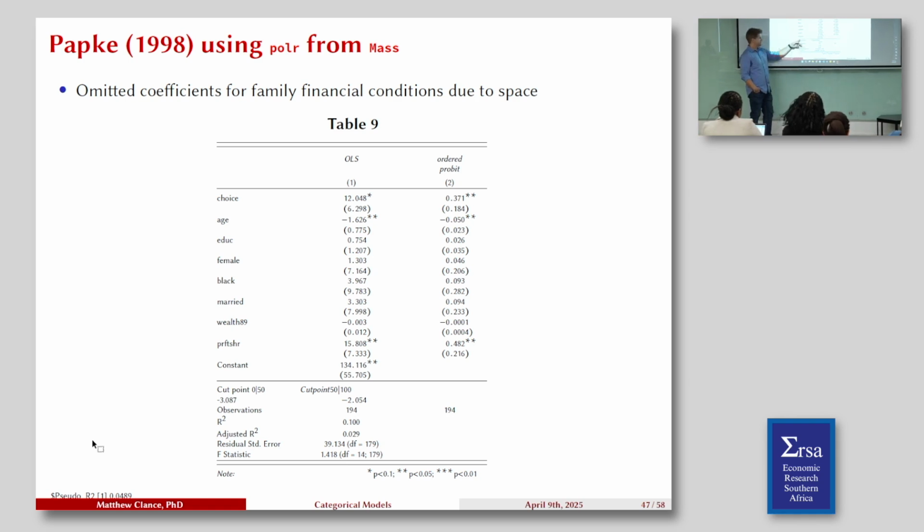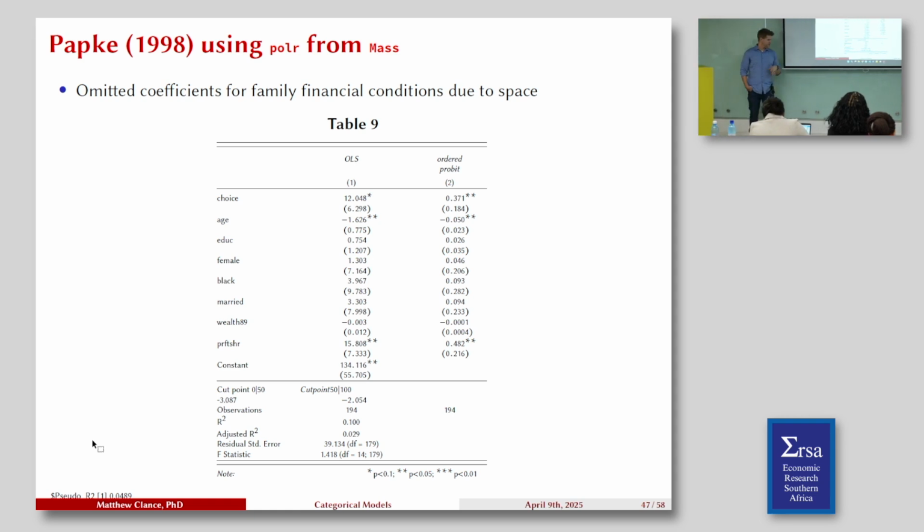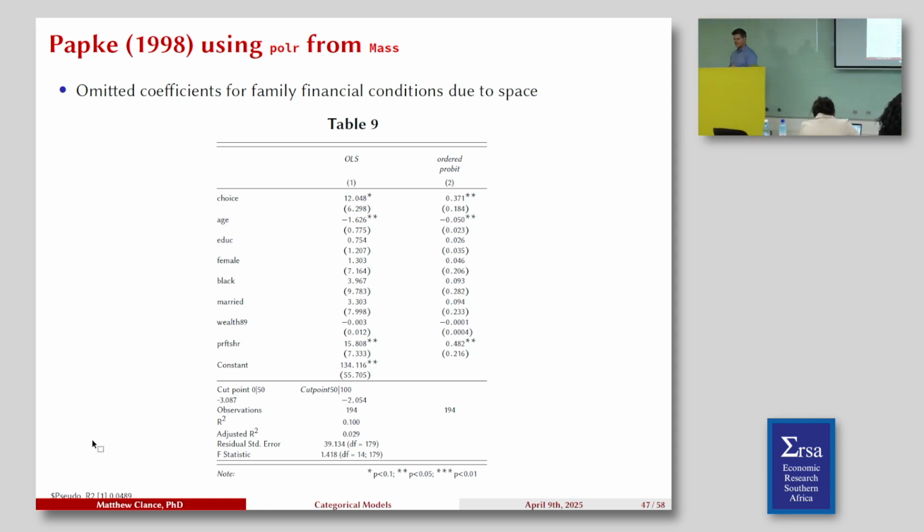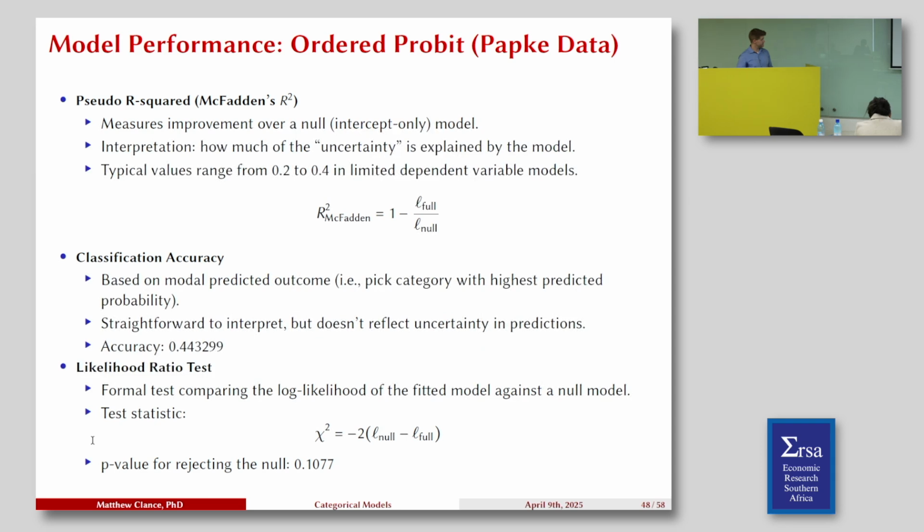In our case, our first cut point, between 0 and 50, is negative 3.087. Our second cut point is negative 2.054. We only really need those for when we're going to do the next set of calculations. Did I do it?